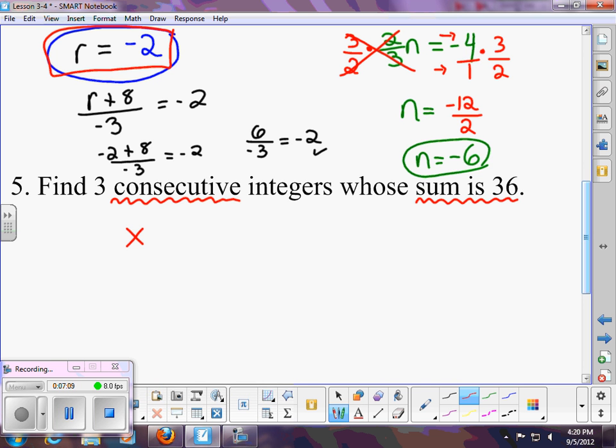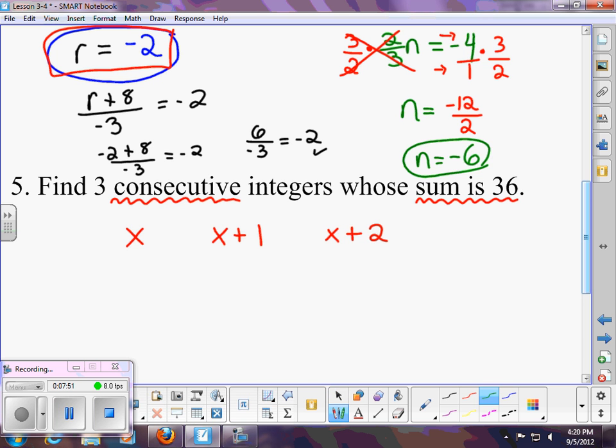And we're talking about their sum. So let's say the first number is x. We'll say the next number, the second number, we can get by x plus 1. So we've created some kind of pattern. What do you think we can use to describe the next number? X plus 2. And if we were asked for 4 consecutive integers, the next number could be written as x plus 3, and so on. It's just a pattern.